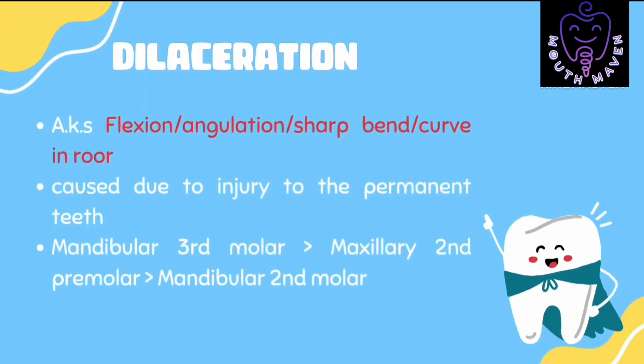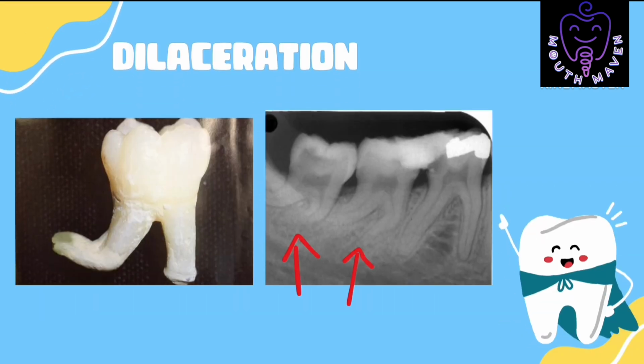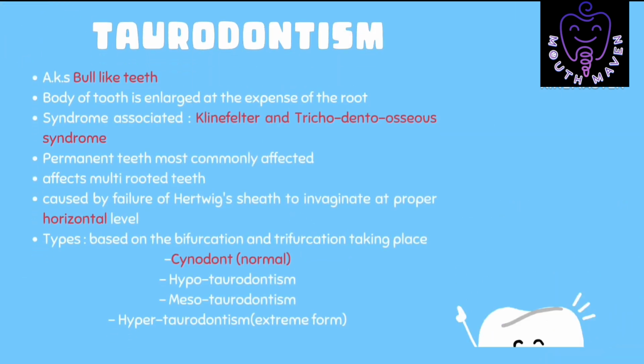Next topic is dilaceration, also known as flexion, angulation, sharp bend, curve in root. It is caused due to injury to the permanent teeth. In this, the mandibular third molar is mostly affected, then the maxillary second premolar and the mandibular second molar. Now, here is the image of the dilaceration along with the radiographic image of the dilaceration.